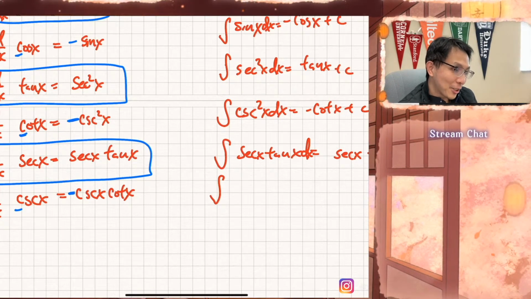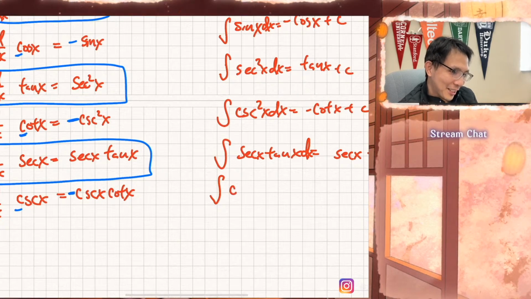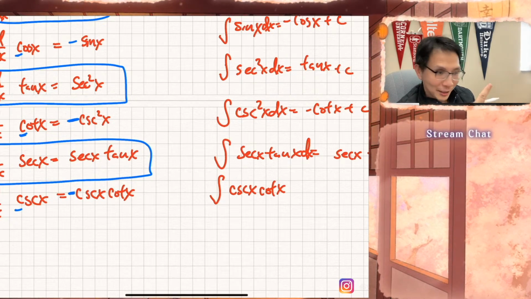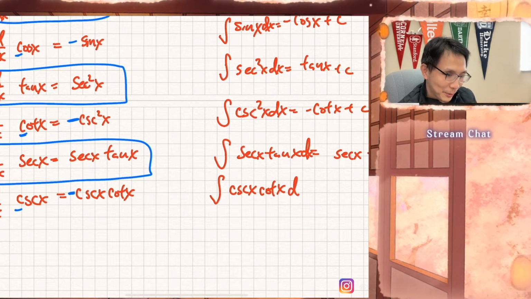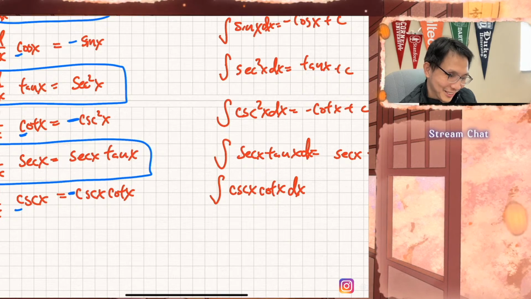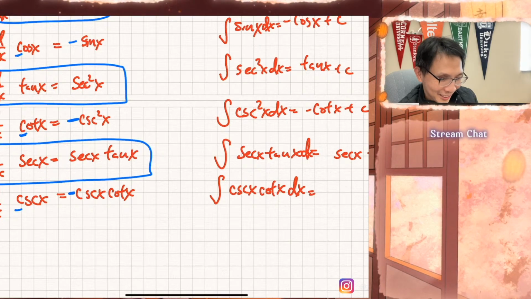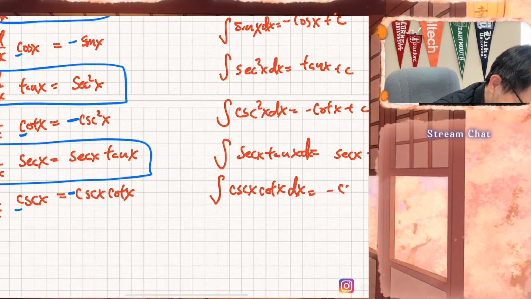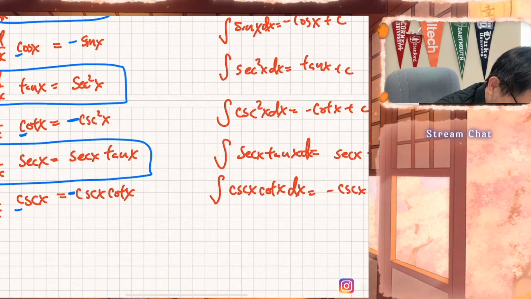Okay, what's integration of cosecant of x, cotangent of x? Negative cosecant of x plus c. Does that make sense?